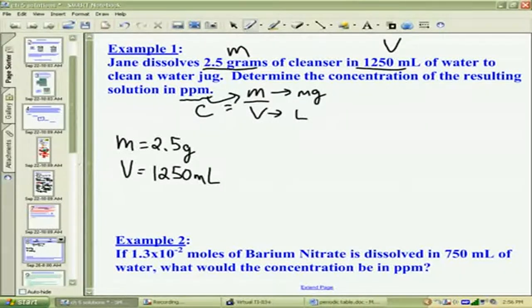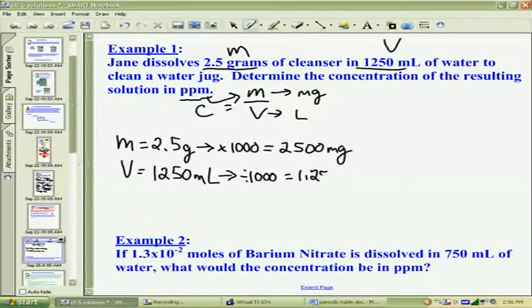Now, this is not in milligrams, so we need to put it in milligrams. There's 1,000 milligrams to a gram. Since the gram is bigger, we multiply by 1,000 to get 2,500 milligrams. For a lot of people, that's obvious, but it's still nice to explain it. For 1,250 mils, to change that into liters, mils is the smaller unit, so you divide by 1,000 to get 1.250 liters.